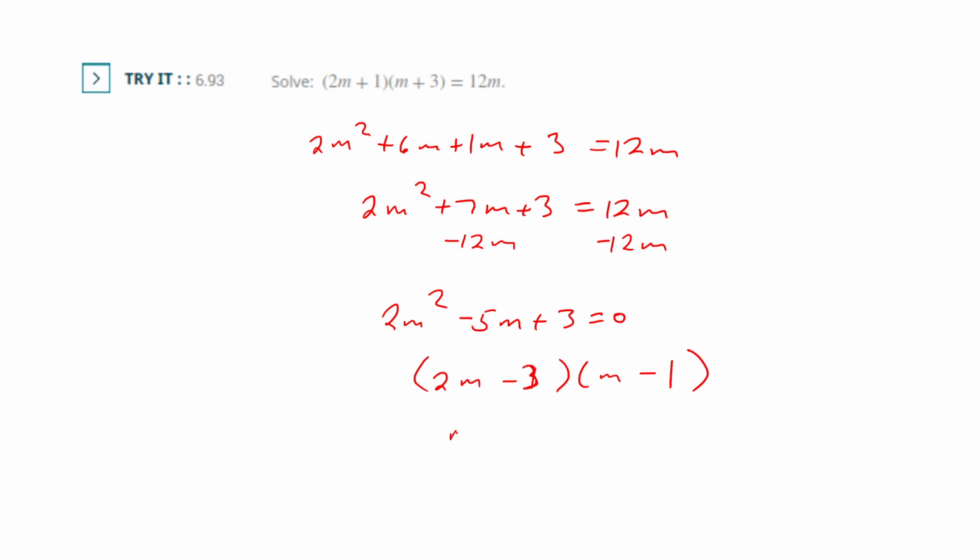Okay, now solve each of these. Well, I better show that. What I'm doing, the whole point of the video here, so I should show it. This is what I'm doing, setting each of those factors equal to 0. So I've got m is 3 over 2, and m is 1.